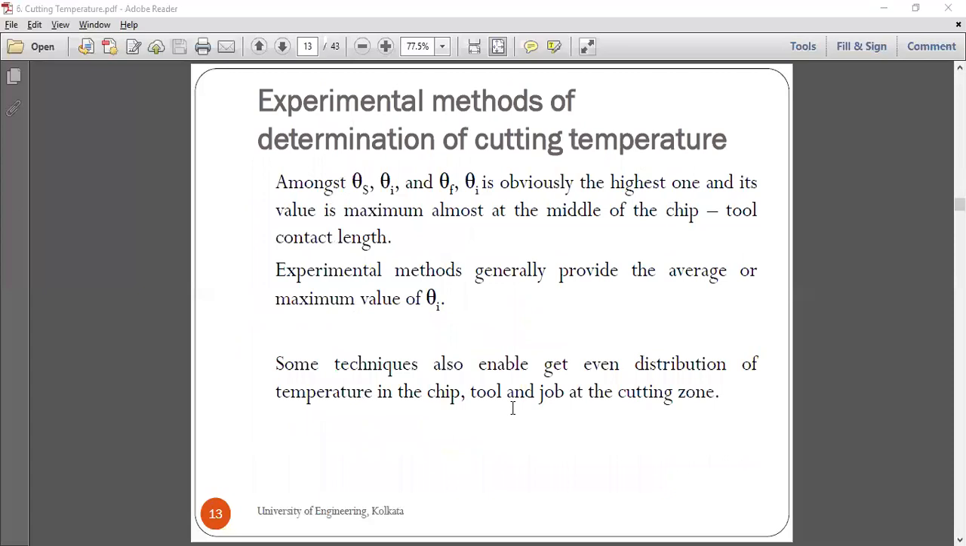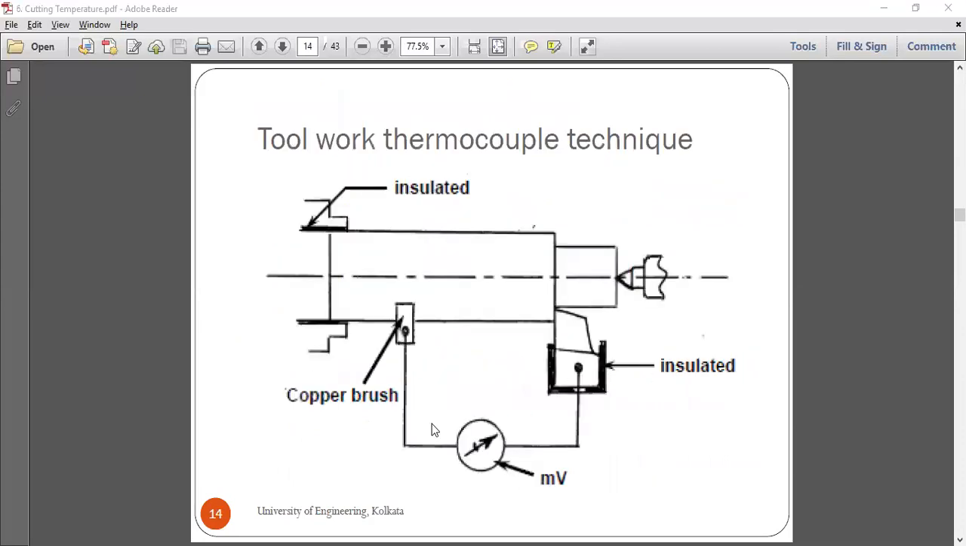So, experimental methods of determining the cutting temperature. Amongst these three, that is theta s, theta I, and theta f, theta I is the highest one, and mostly this can be measured using the experimental methods. Some techniques also enable us to get the distribution of the temperature, which was discussed earlier. So, the tool work thermocouple technique.